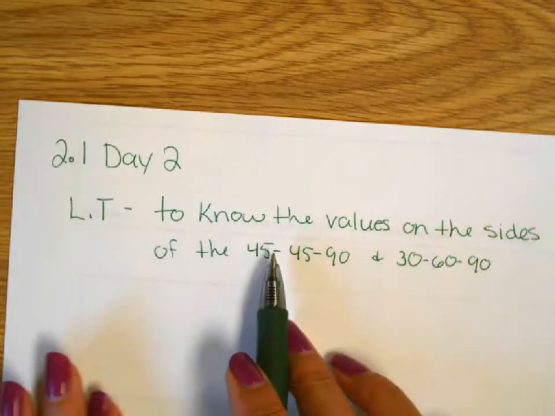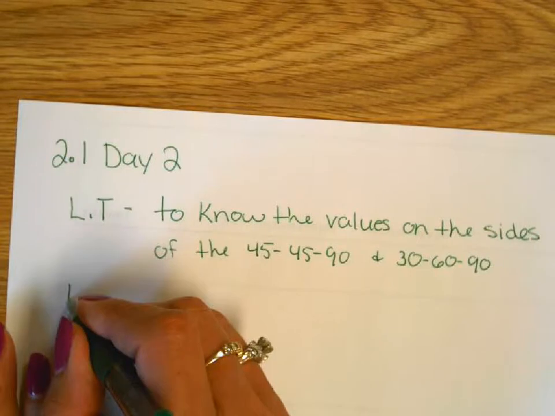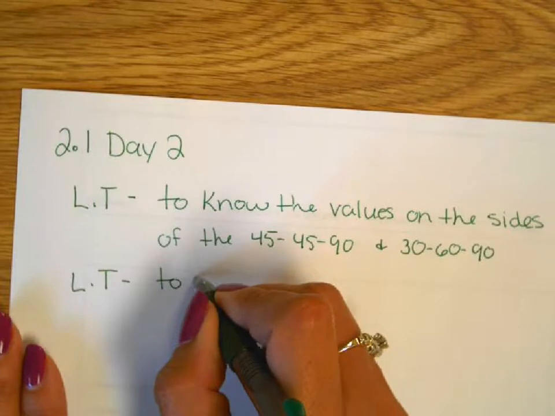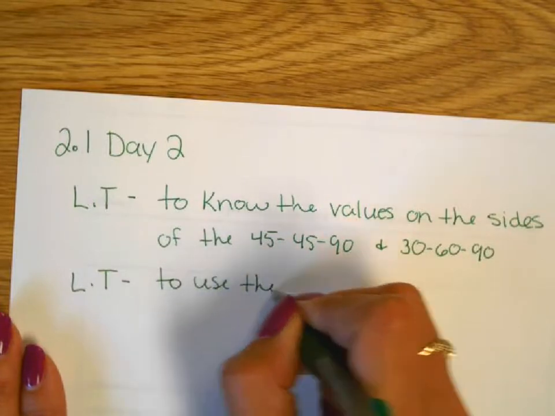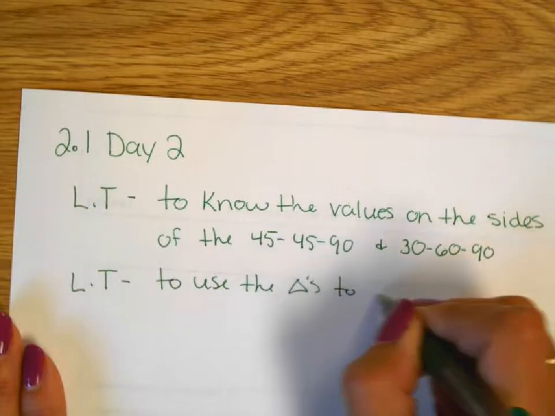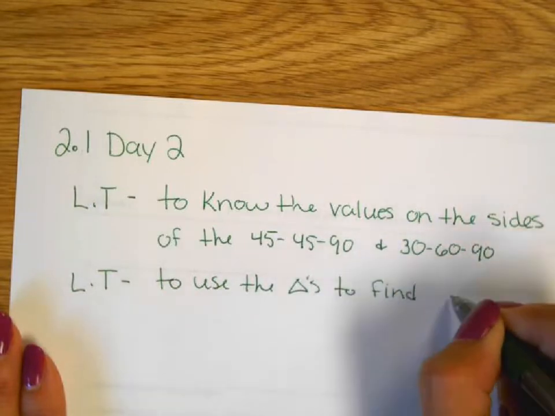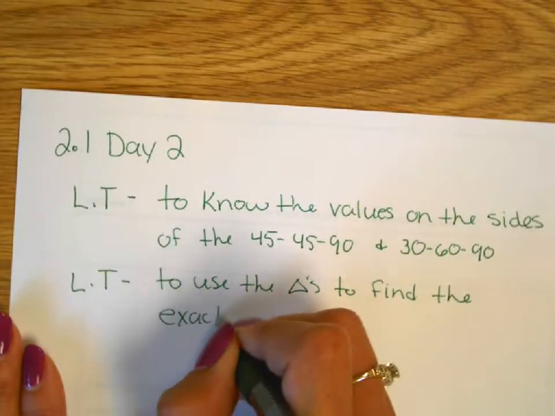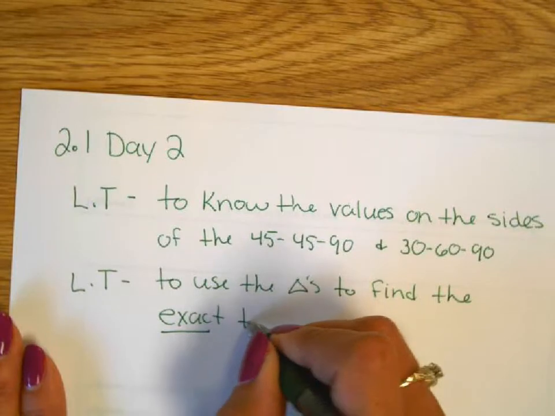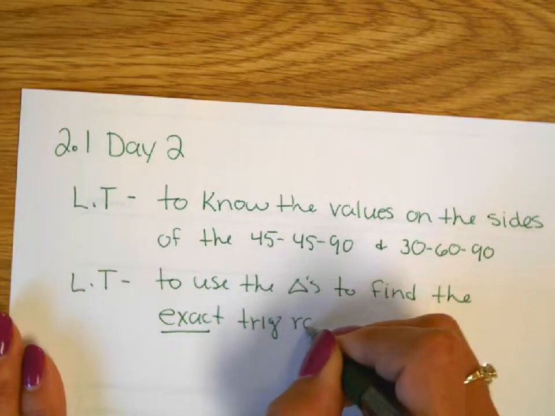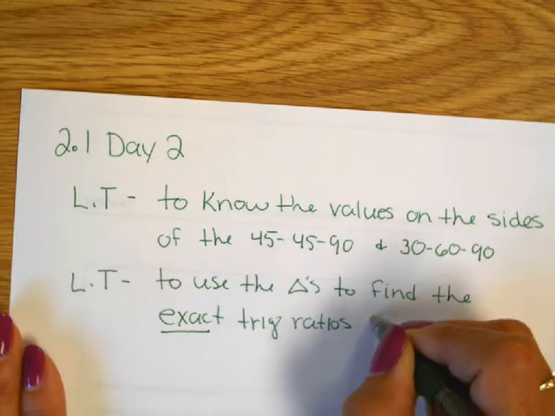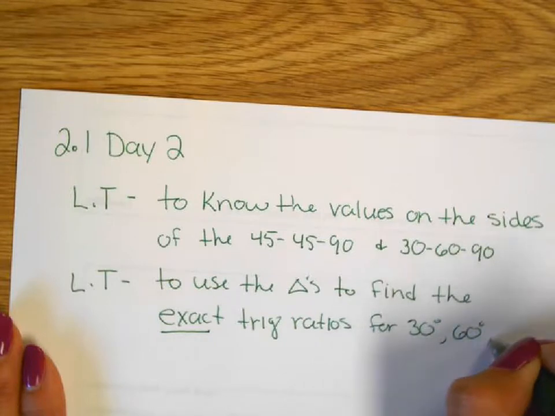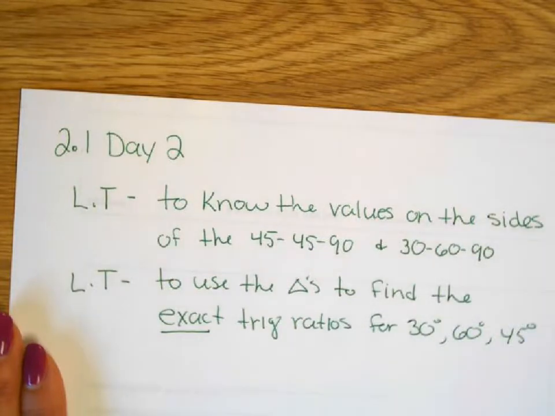And then your second learning target is to use those triangles to find the exact trig ratios for 30, 60, and 45 degree angles.